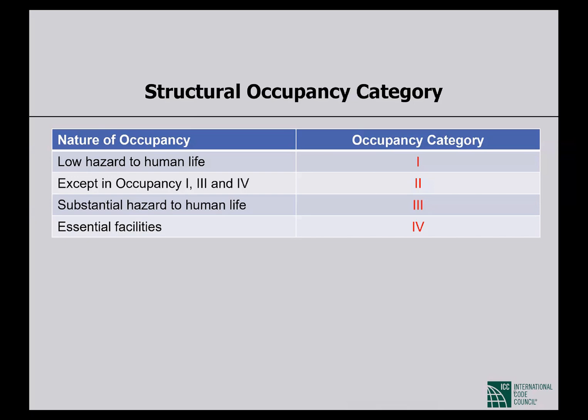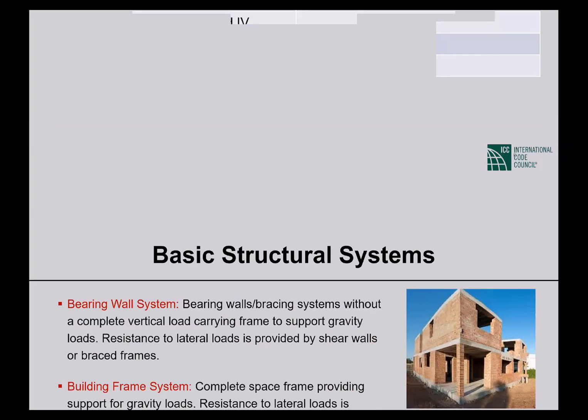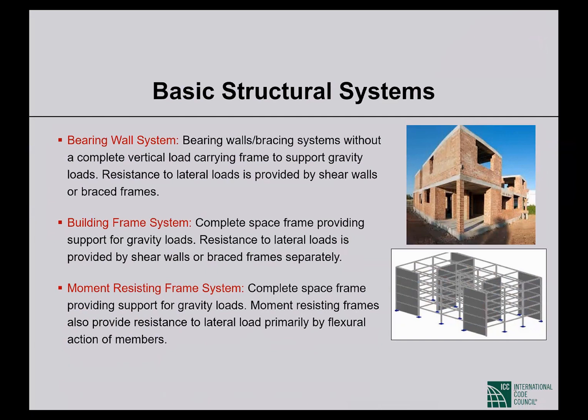Then what about the second category? All other buildings like residential buildings, office buildings are called standard occupancy. They come in the second category. So I think most of you know about these categories. So that is unchanged. Building basic structural systems.